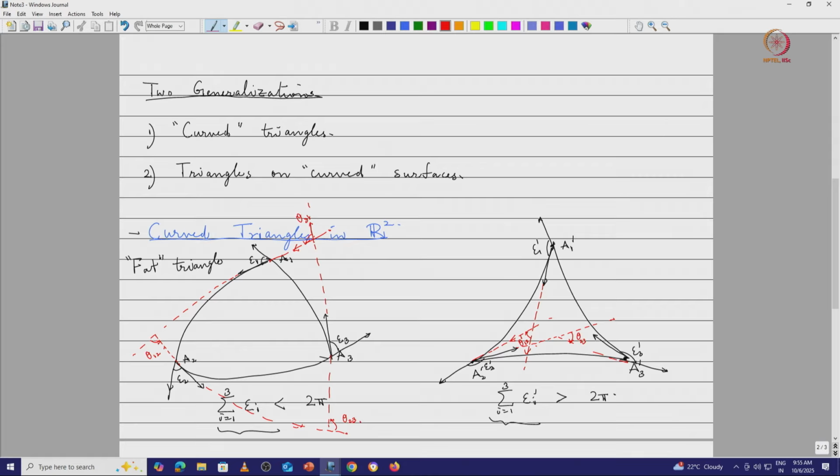I'll call this theta 2 3, and then at this point the tangent vector is this and it turns to this, right. So that's theta 3 1. So here theta i plus 1 prime, I want it to be negative because the tangent vector is turning in a clockwise direction, whereas here the turning angles, my convention is that I call them positive.